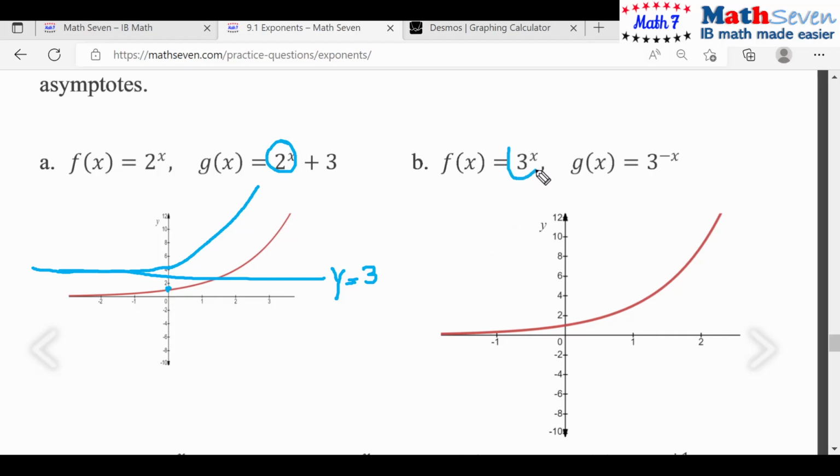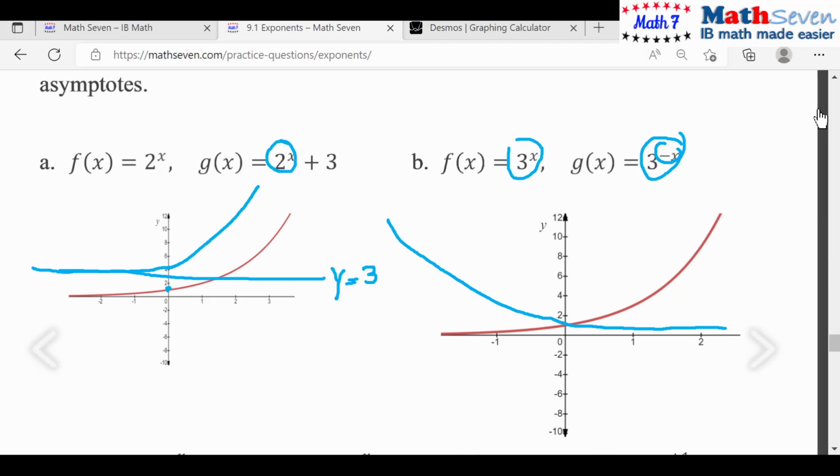For this one, same thing. Now 3 to the power of minus x. The minus sign flips it, so we have a reflection about the y-axis. So the graph looks like this. Okay, we need to memorize these. This is how you do these two graphs.